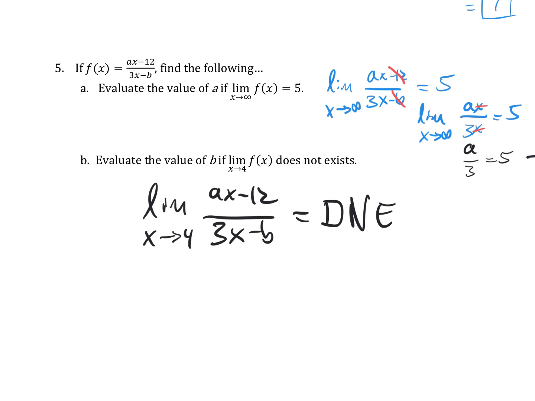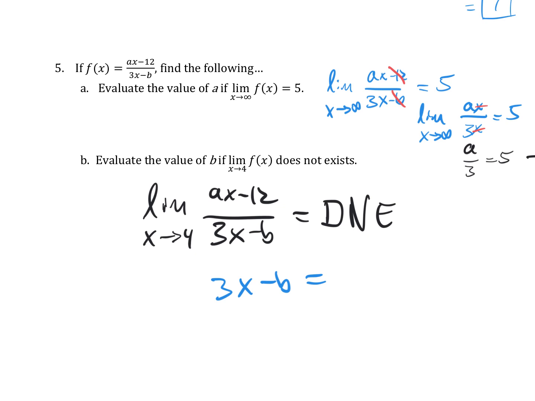And we can't simplify it, right? We're assuming we can't simplify it. Otherwise, if we could simplify it, then we could find the limit. But we're told here the limit doesn't exist. So if the limit doesn't exist, then that means the denominator must be 0. 3x minus b has to be 0. So add b to both sides.